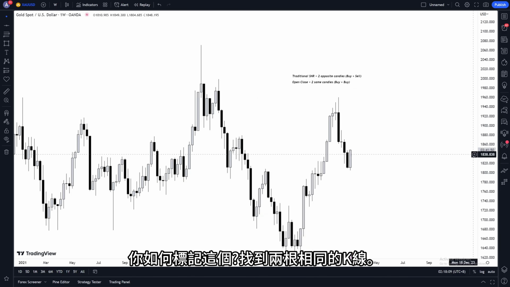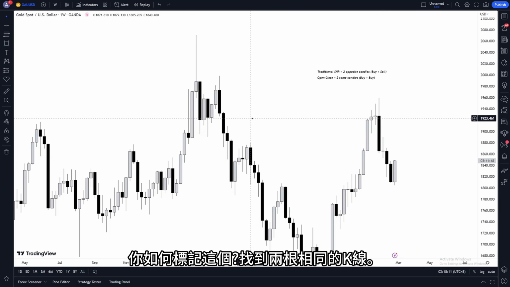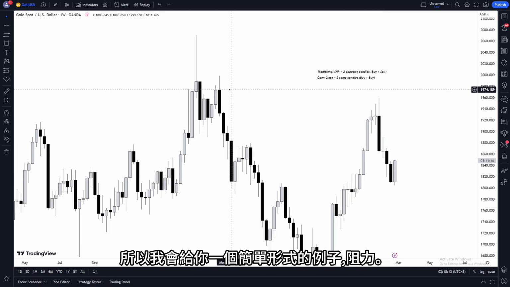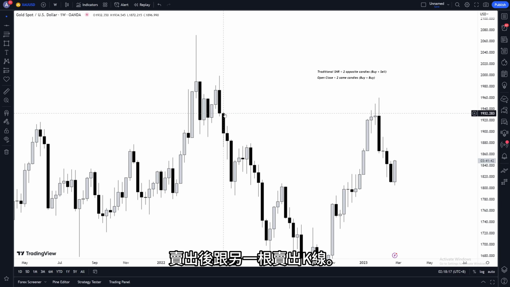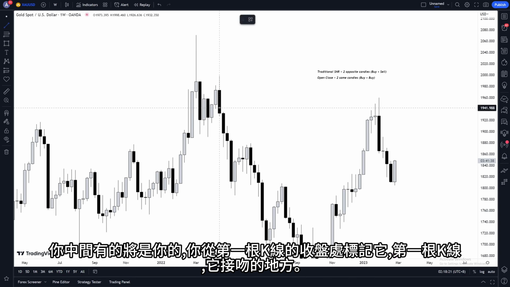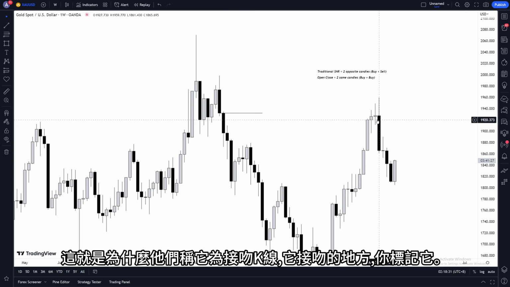How do you mark this? Find two of the same candles. I'll give you an example in a simple form. Resistance: a sell followed by another sell candle. What you have in between, you mark it right from the first candle's close, where it kisses. That's why they call it kissing candles. Where it kisses, you mark it.